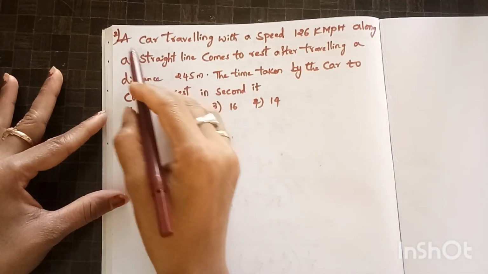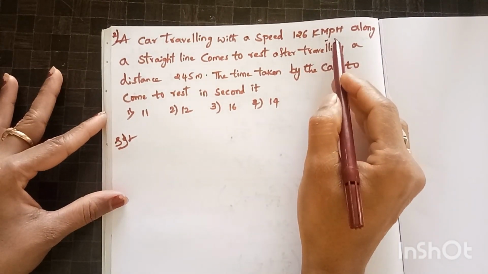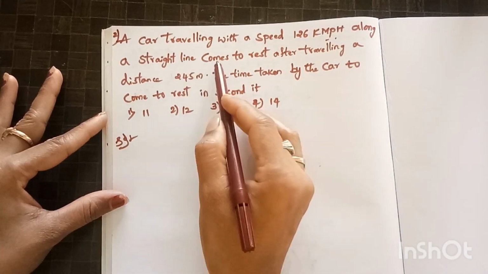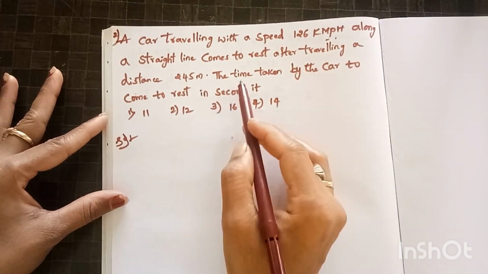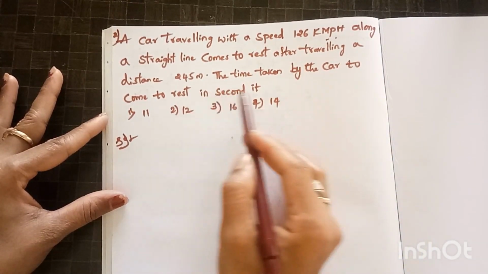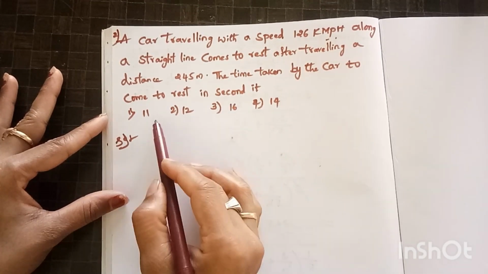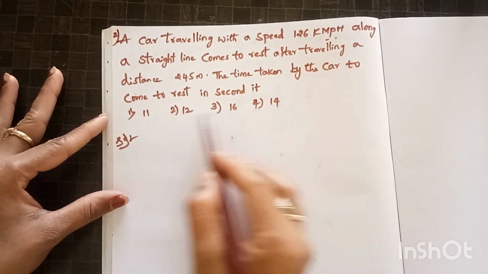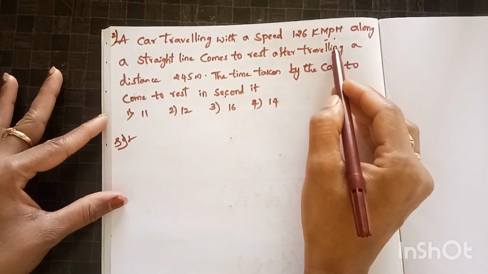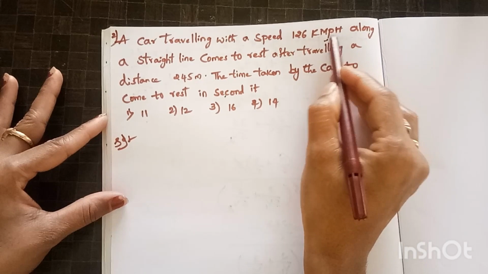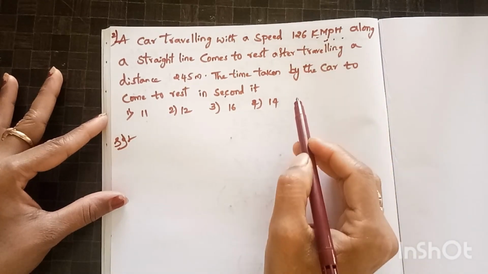Our next problem: a car traveling with a speed of 126 kmph, meaning kilometer per hour, along a straight line comes to rest after traveling a distance of 245 meters. The time taken by the car to come to rest in seconds is: the answer should be in seconds. The options are 11, 12, 16, 14, all in seconds. So the time should be in seconds, but the unit given for speed is kilometer per hour. So you should convert this kilometer per hour into meter per second.